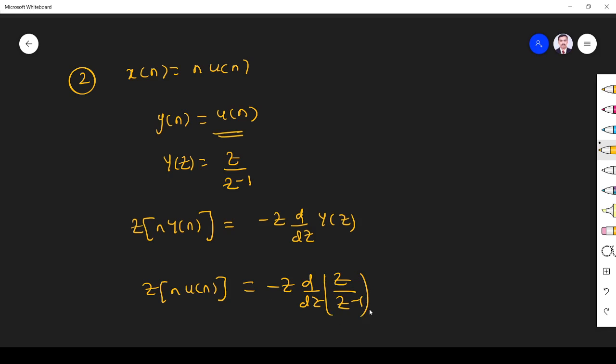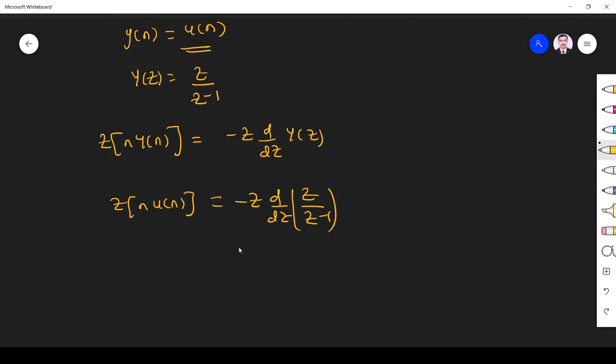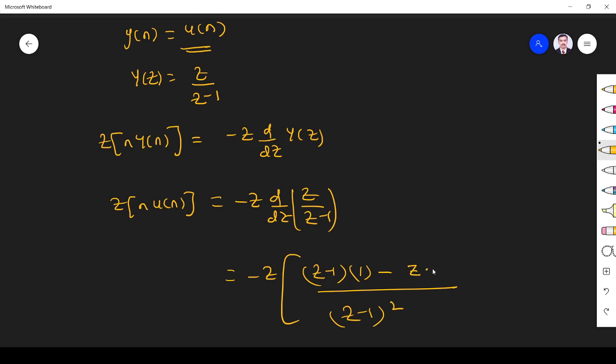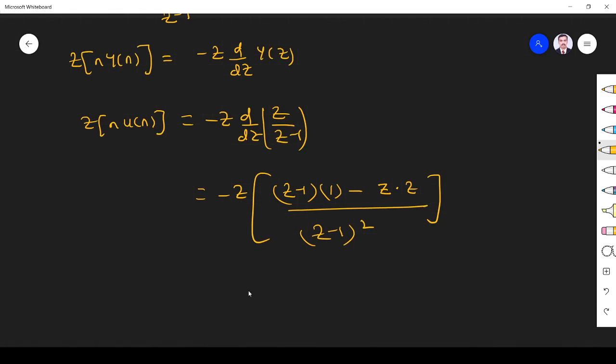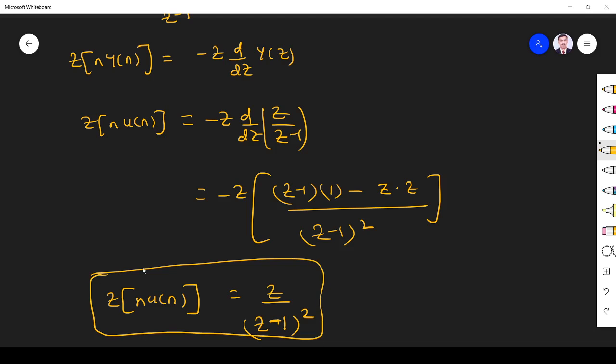Differentiate z by z minus 1. So you see minus z. I take differentiation of this one, so it is z minus 1 whole square, u by v formula, so v into du minus u into dv. So I got this. If you simplify, what you get is z by z minus 1 whole square. Right? So it is the z transform of n into u of n. So this is also a very simple problem.